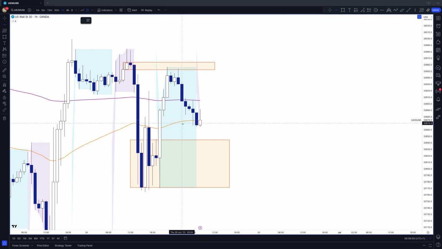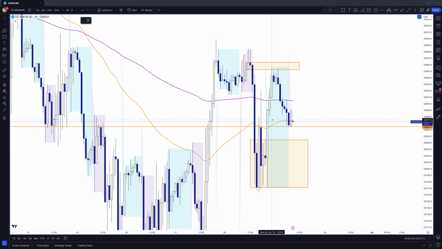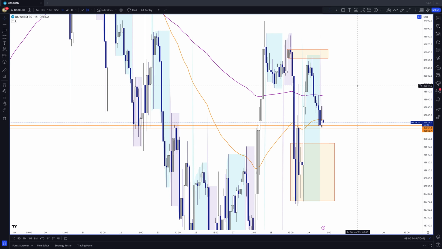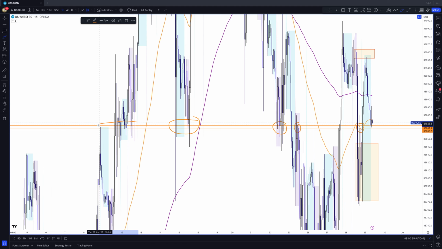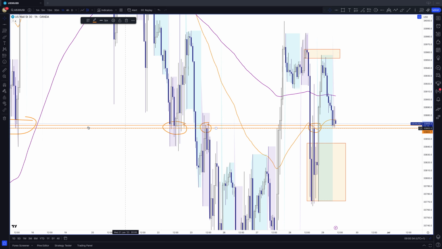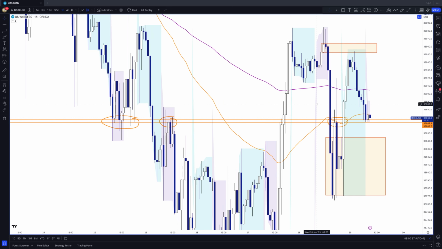Now, what did I draw? First of all, close to the open, I saw that we had this level down here where the price could not close below it. These are my 1 hour horizontal lines. When I look at this level, it seemed to be of importance over here, over here, and over here as well. So it definitely is a level around this 33,865 area, where price before had some sort of change in sentiment, change in direction. So that was good enough for me.